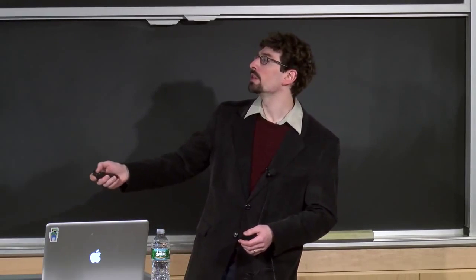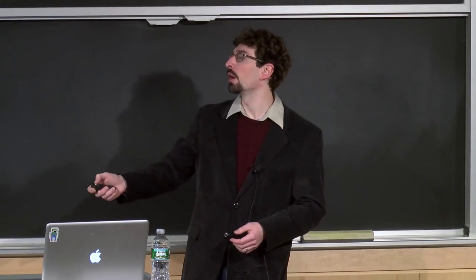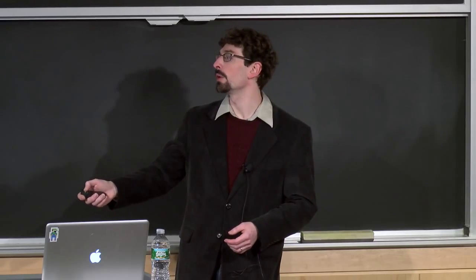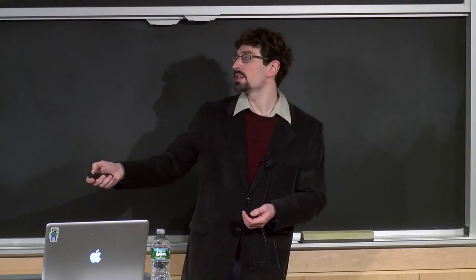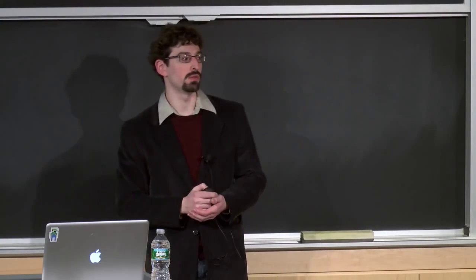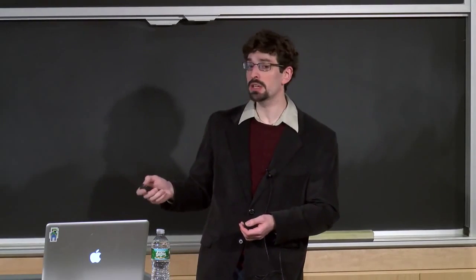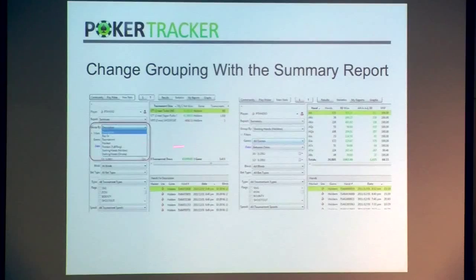So another report on the statistics side that I wanted to highlight for you is summary. And the reason summary is interesting and useful is that summary allows you to do different kinds of grouping. In particular for you, I think starting hands hold'em, as shown here on the right, and position will be your most useful ones. So what happens in starting hand hold'em here, you have one row per hand type.